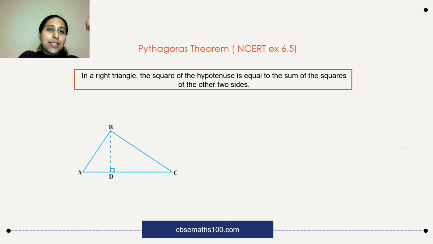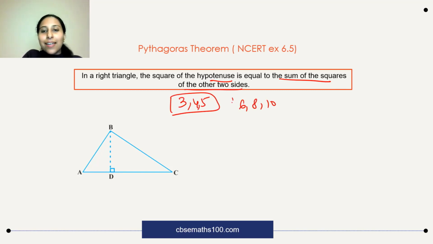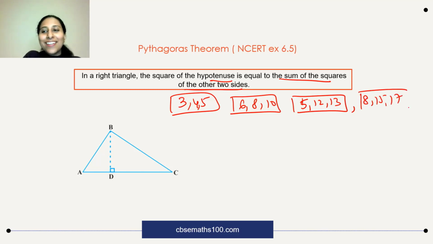Pythagoras theorem is something that you have all been very used to. The square of the hypotenuse is equal to the sum of squares of the other two sides. You know this. And remember a few Pythagorean triplets which can help you with your calculations. 3, 4, 5 is a Pythagorean triplet. 6, 8, 10 is another. Then you have 5, 12 and 13. You will have 8, 15 and 17. And then 7, 24, 25.